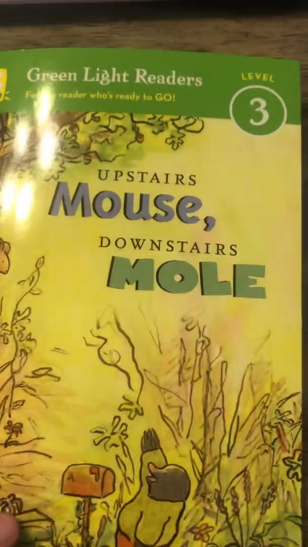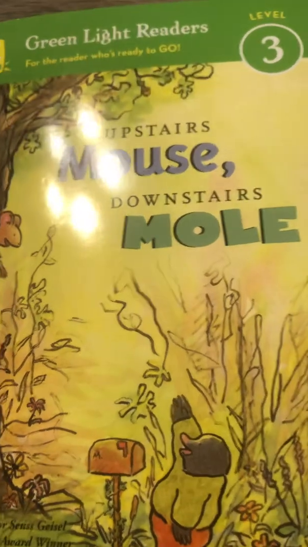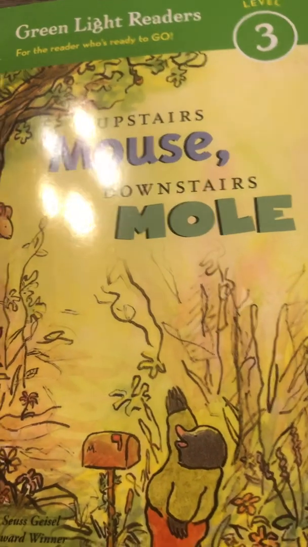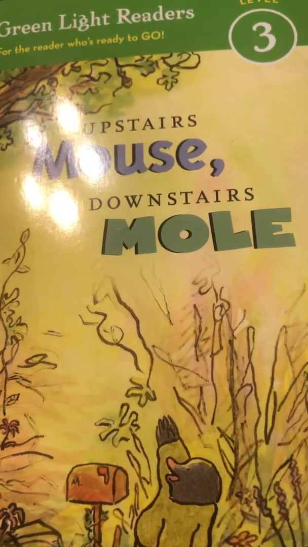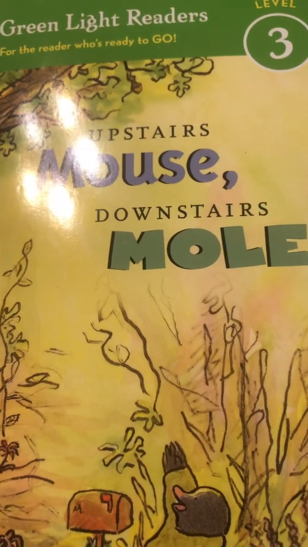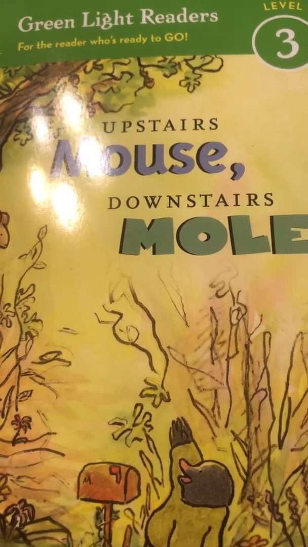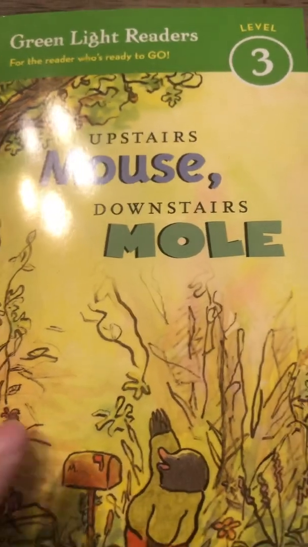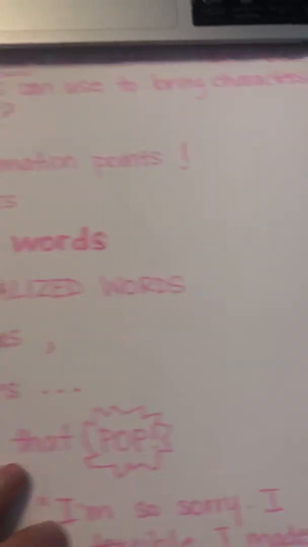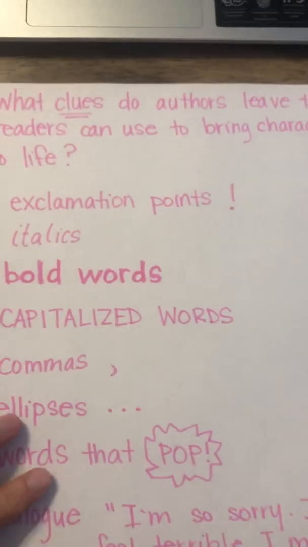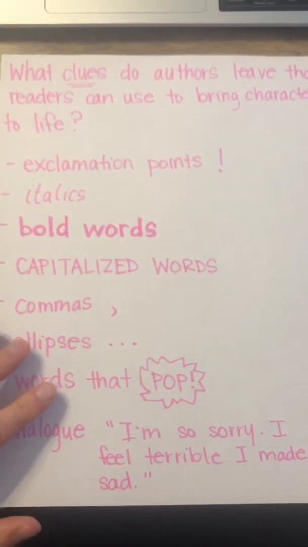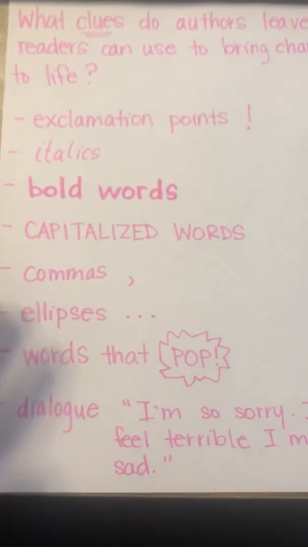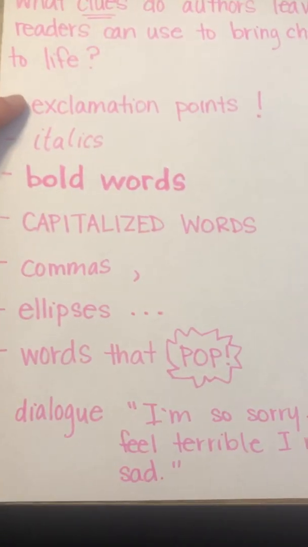Now, I'm hoping that you have a list of things that you noticed, or let's call them clues, that authors leave to help the reader know how the story should be read. Now, I made a list, and I want you to compare your list with my list that I made. It says, what clues do authors leave that readers can use to bring characters to life? Well, the first one I put is exclamation points.